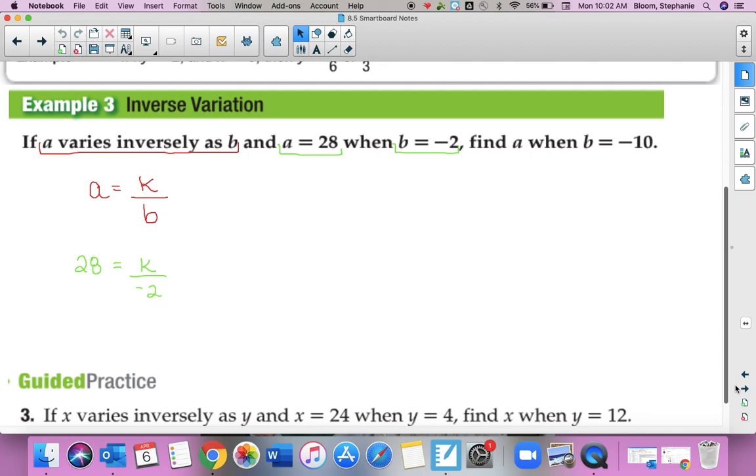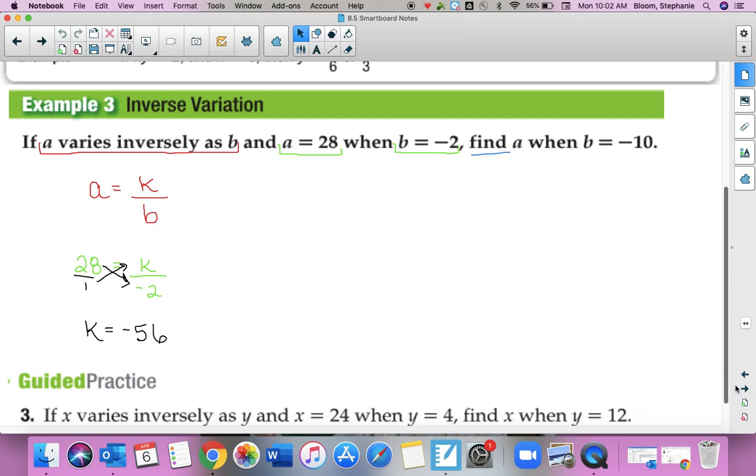So A equals 28 when B equals -2. And in this case, we can solve that. This is a proportion. So I'm just going to multiply across. This is like 28 over 1, multiply across. So K would equal -56. Okay, K equals -56. So I know that constant of variation.